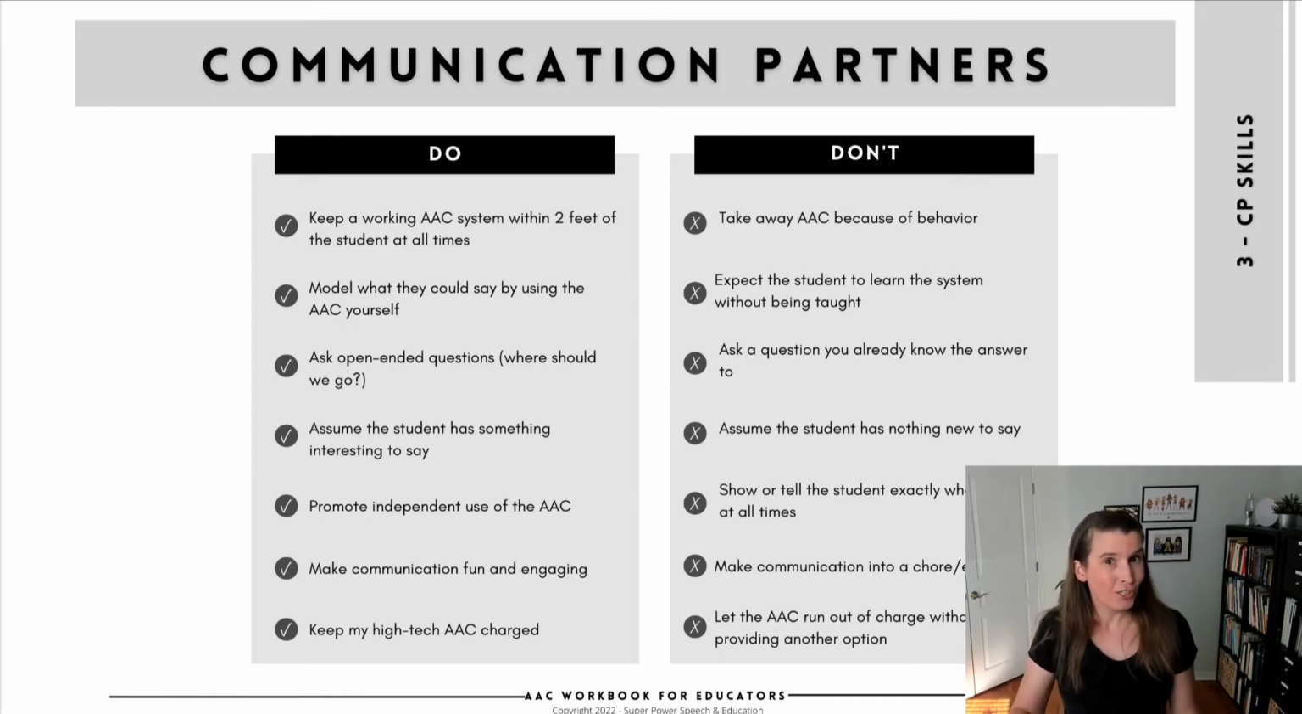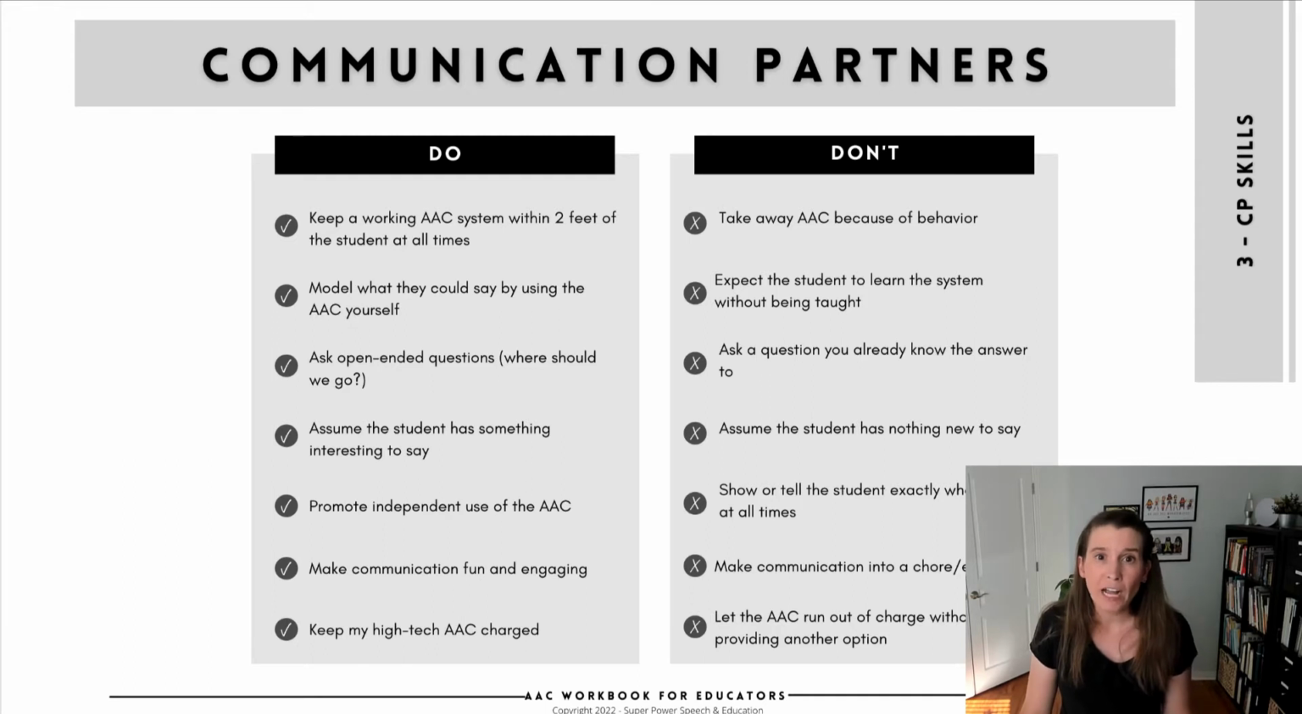Something that we should do is promote independent use of AAC. That means that we need to know that this student has something valuable to say, and we don't always know what it is, right? So we are not going to be taking our student's hand and pointing for them. We are not going to be doing hand over hand to be like, oh, I think this is what you want to say. Because that's not going to lead to an independent communicator when they're out of school at age 18 to 21.